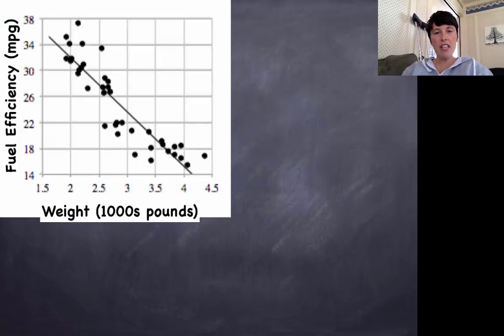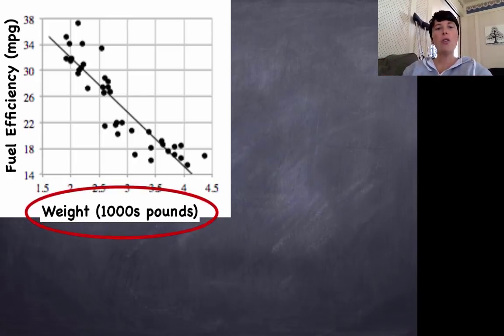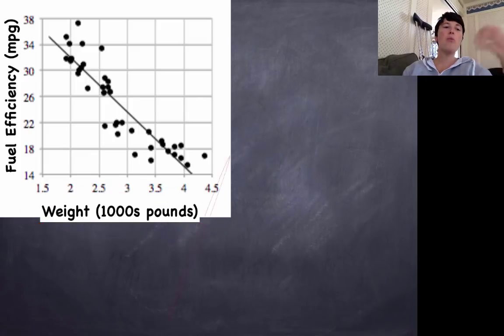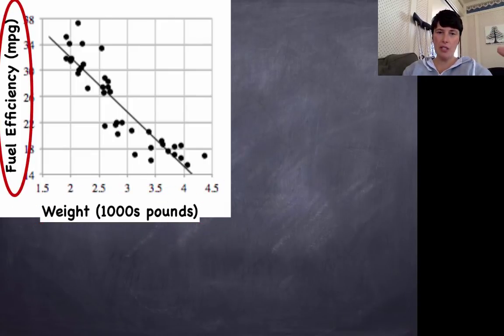And we are going to look at a graph that compares the weight of cars to their fuel efficiency. And there's a whole bunch of data points on here. So a team of researchers has gone out and researched cars. They've weighed the cars and they've looked at how much miles per gallon they get. And so on the x-axis, they've got the weight of the car. And on the y-axis, they have that fuel efficiency.